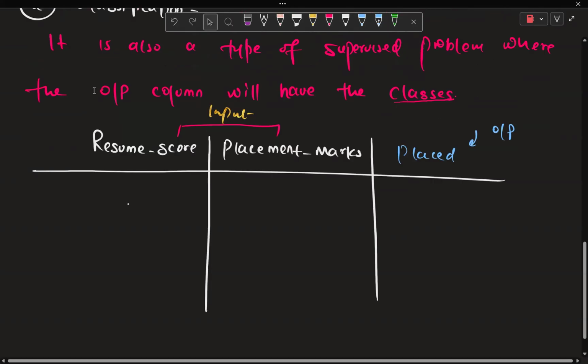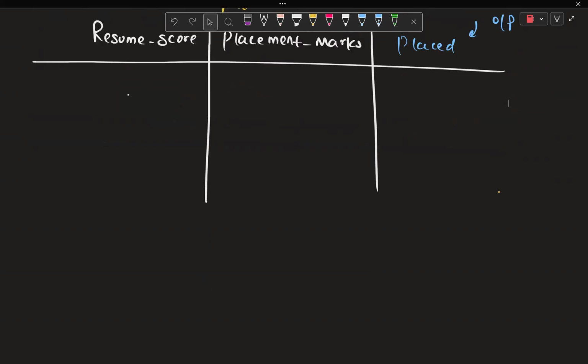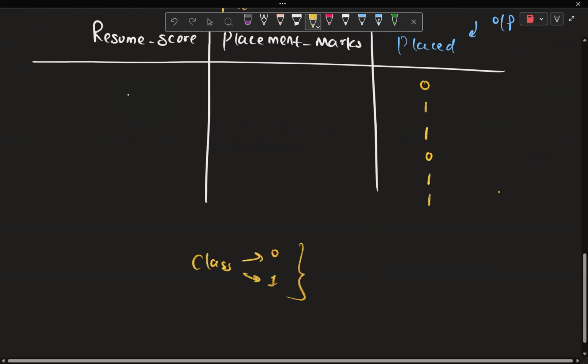Classification means where the output column will have the classes. So what classes? Let's say placed, not placed, right? One means placed, zero means not placed. So how many classes do you have? Two classes, 0 and 1. This is called a classification type of problem.